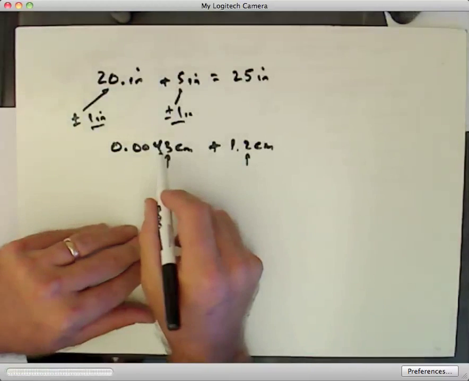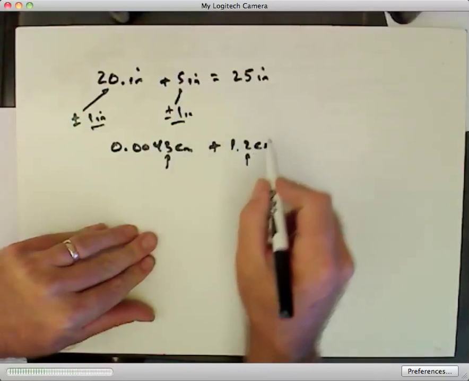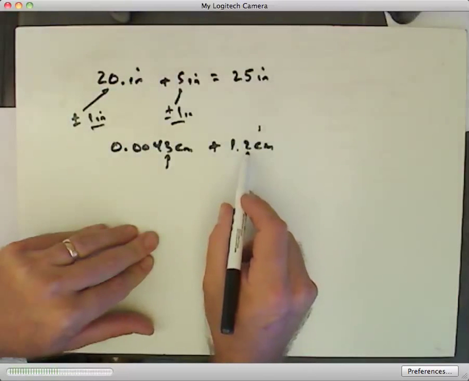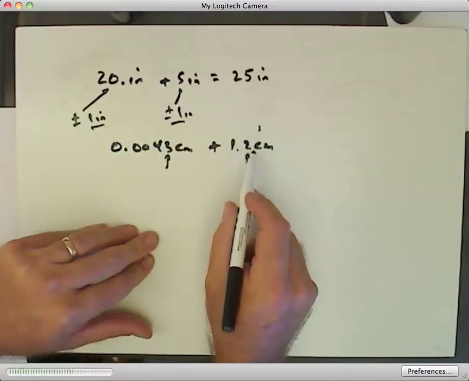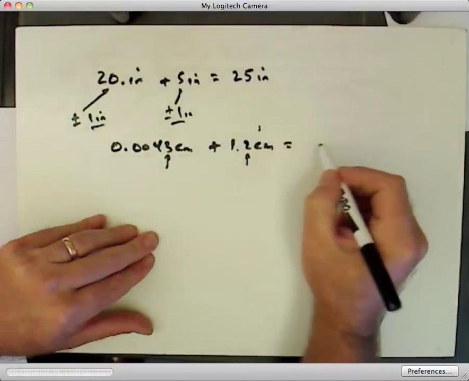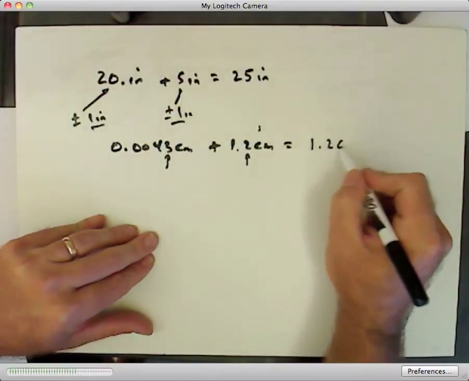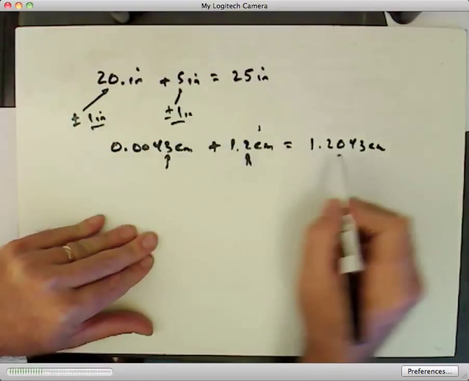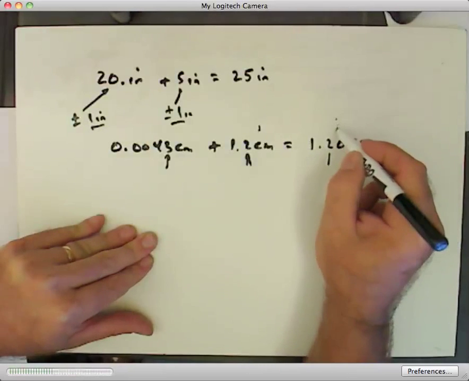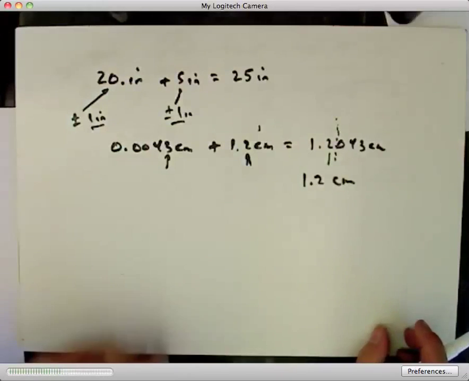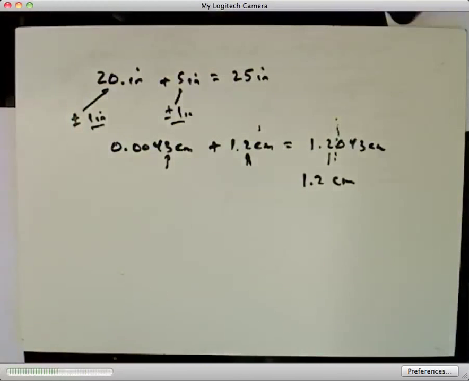In fact, if I was off by a thousandths place here, I wouldn't even notice, because this could be 1.1 or it could be 1.3. So if I had 1.2 something, that something wouldn't even matter. So if I added those together, I get 1.2043 centimeters. Well, the tenths place is the largest error, so I'm going to round off right here, and 1.2 centimeters is my answer. Now that's kind of weird that you would add two numbers and you would still get one of the same numbers.